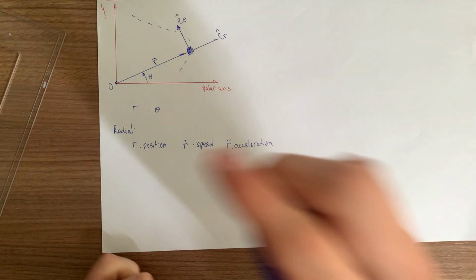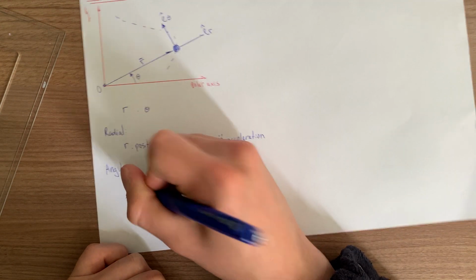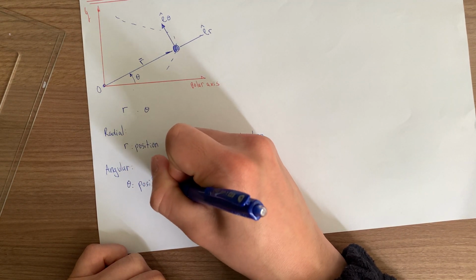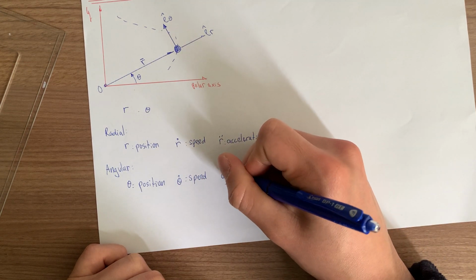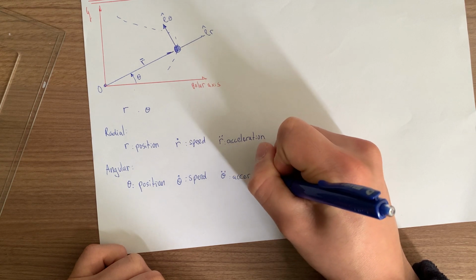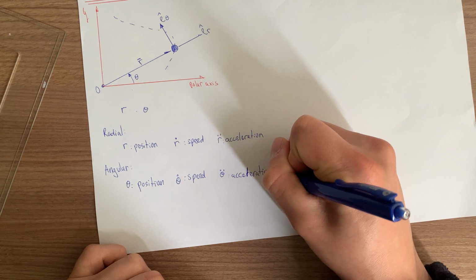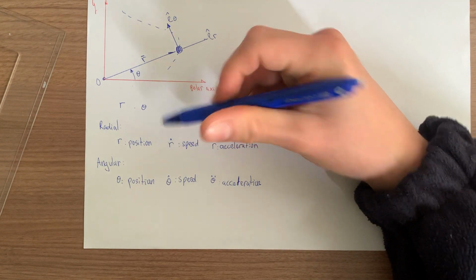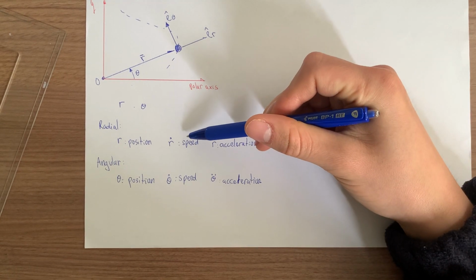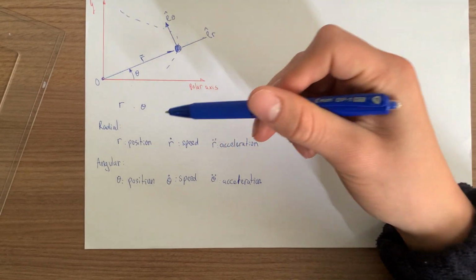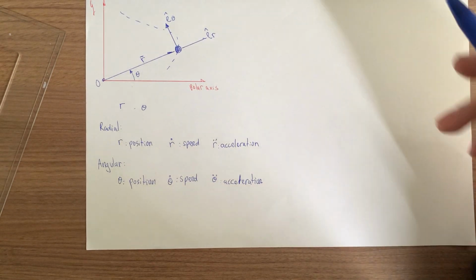At the same time, we're going to have angular expressions according to the angle theta: theta position, theta speed, and theta acceleration. Remember, when you see one point, it means that it is the first derivative of r, so we have speed. And two points means the second derivative, so it equals acceleration.